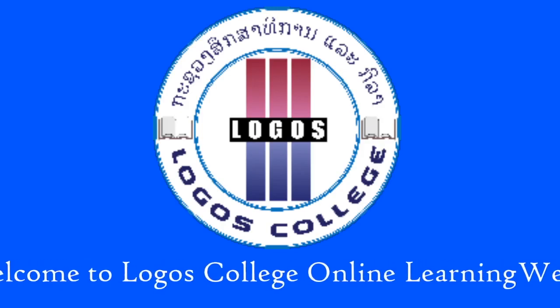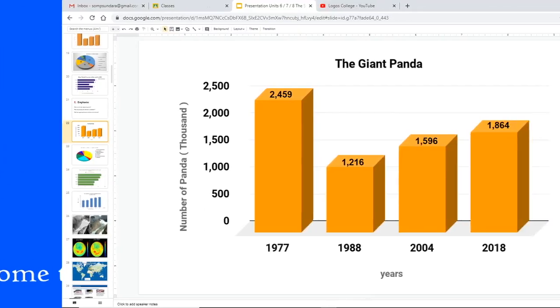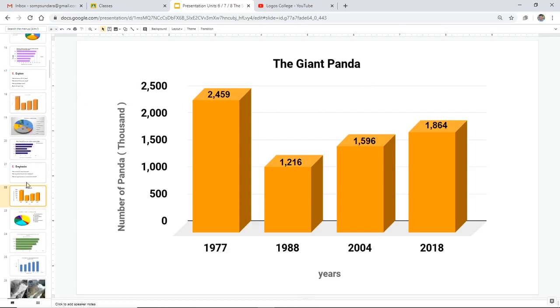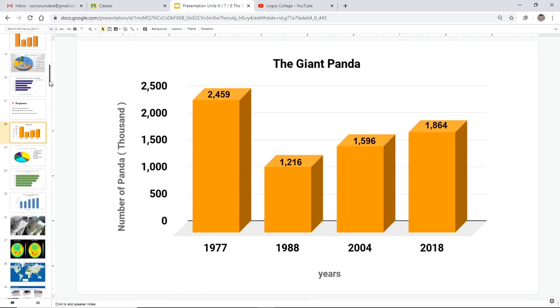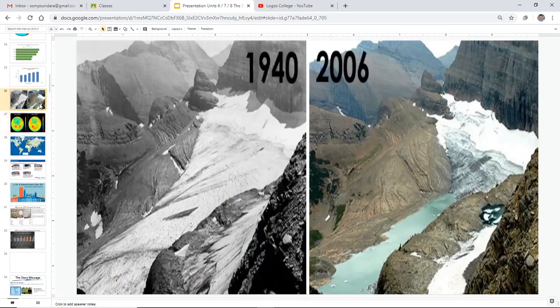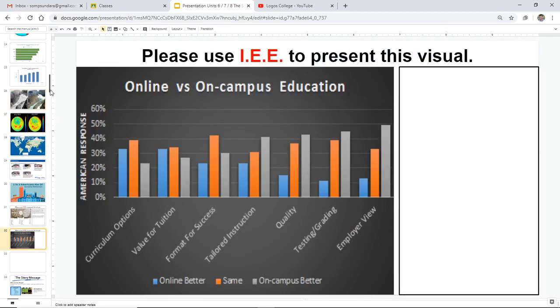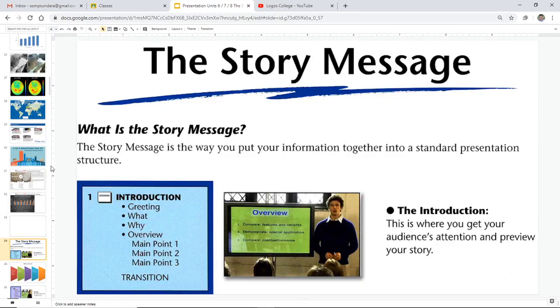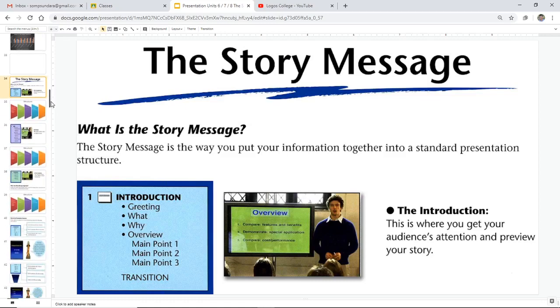This is Ajarn Toto. Today we're going to continue on presentation, but we're going to move on from visuals. Okay, so we talked about visuals, KISS, keeping it short and simple. And then we talked about IEE and explaining visuals. That was your homework. You had to use the IEE method to explain this visual right here. And it was introduce, explain, and the other E was emphasize. And now I want to move on from visuals to the story message.